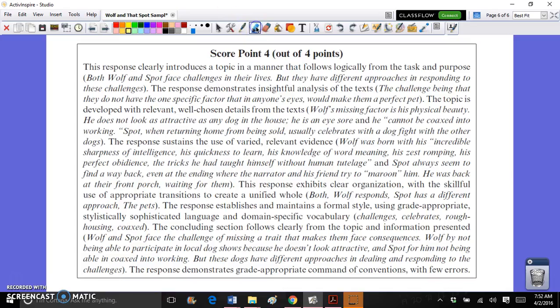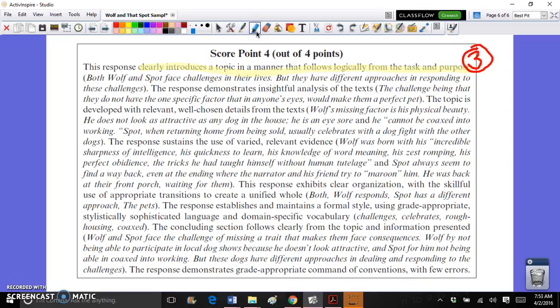All right, so we've looked at some of the elements that make this a 4. This response clearly introduces a topic in a manner that follows logically from the task and purpose. So this is actually the 3 category of the rubric. A 4 would be if it was a compelling introduction. And we already noticed it's not very compelling. However, it does get the job done. It restates and gives a general thesis.